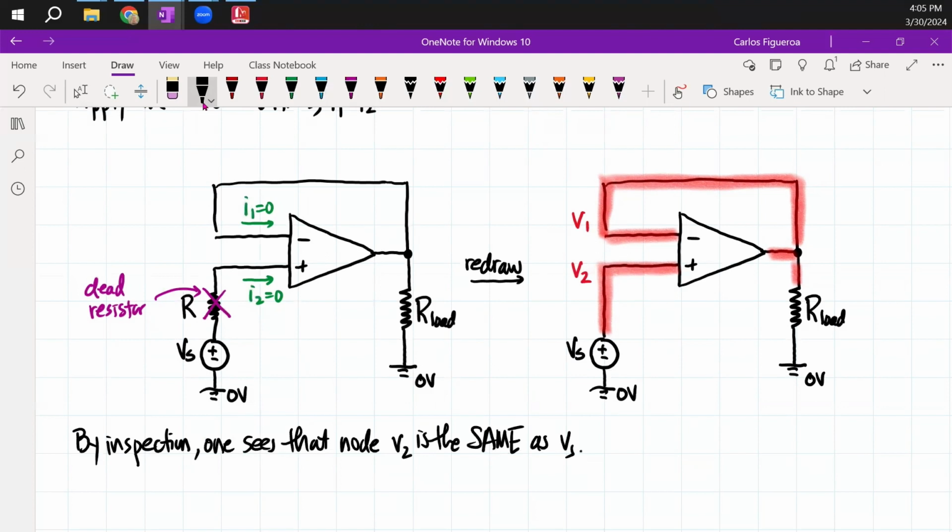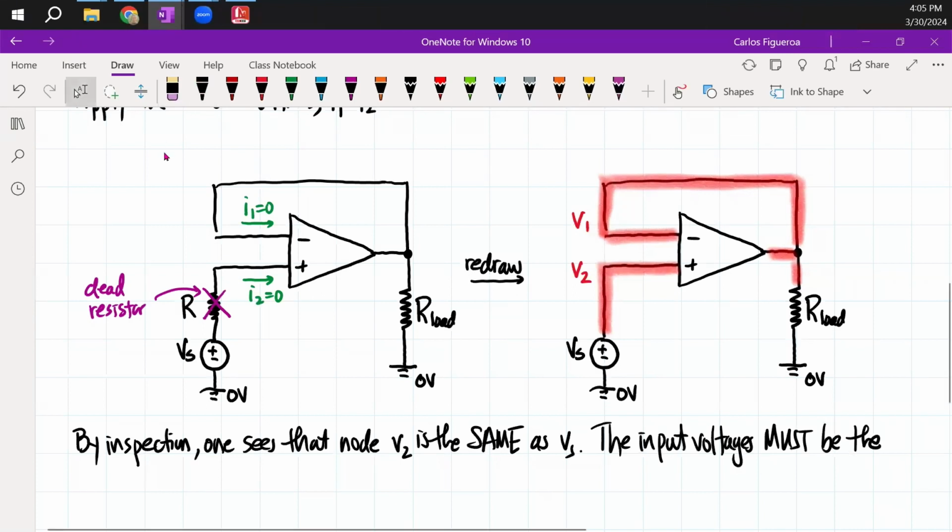Now I look at the second ideal condition. It tells us that the input voltages must be the same. And if they're the same, that tells me that V2, which is equal to V source, is the same as V1.